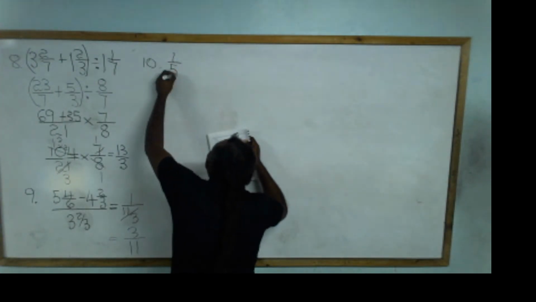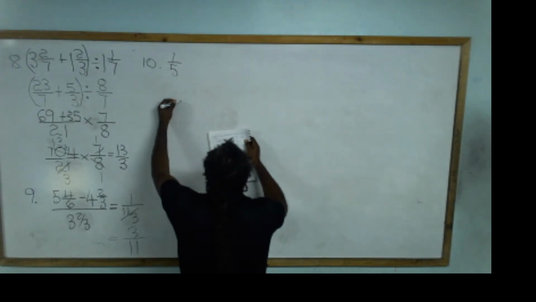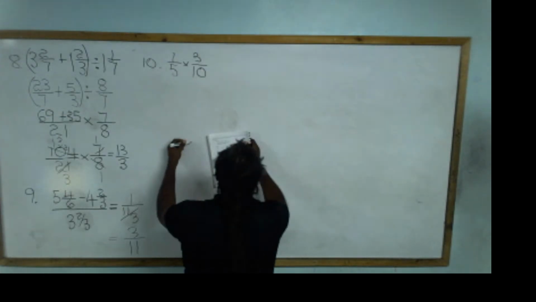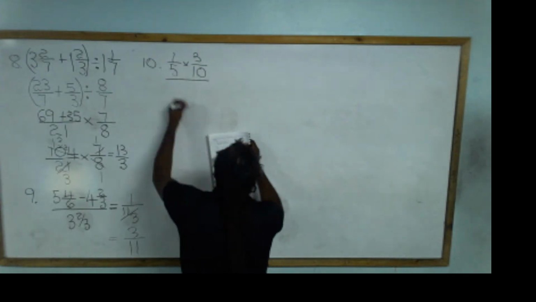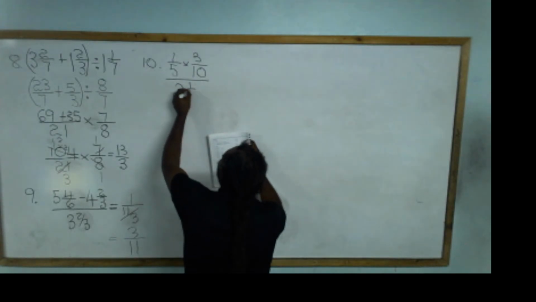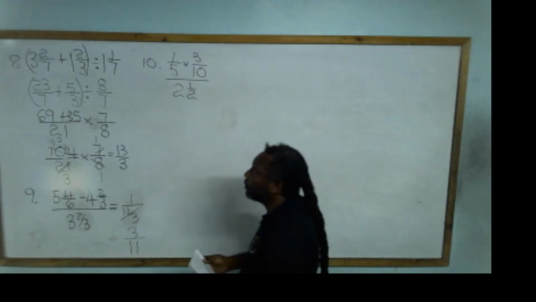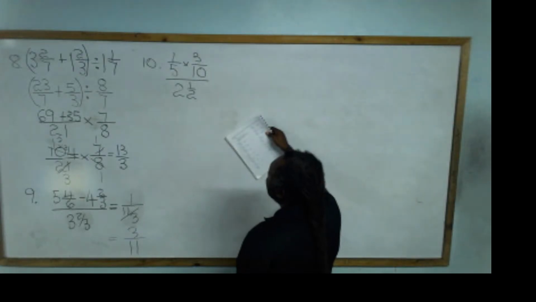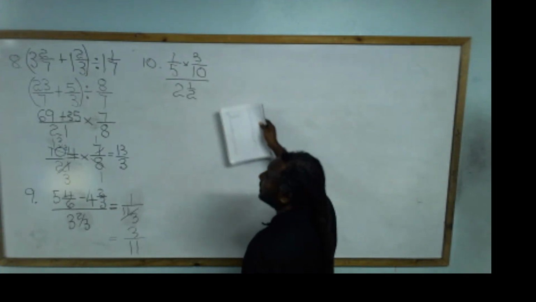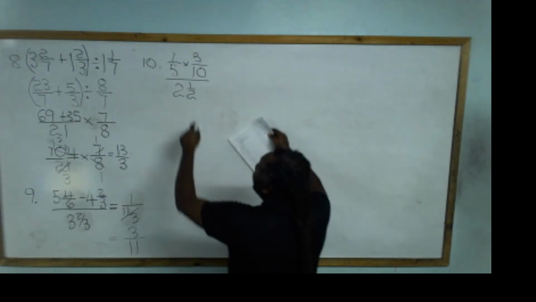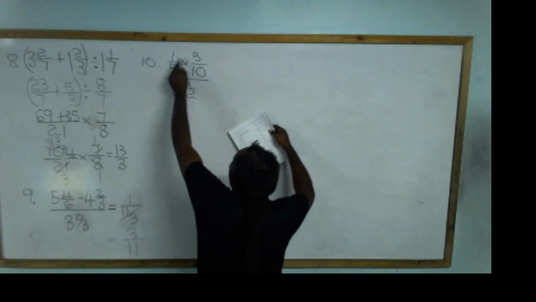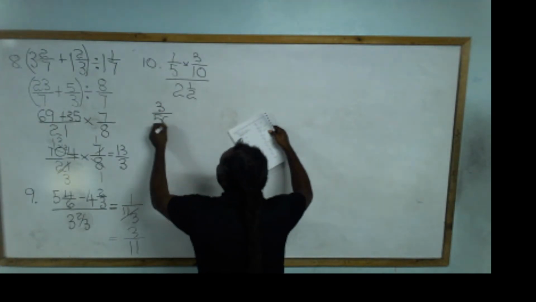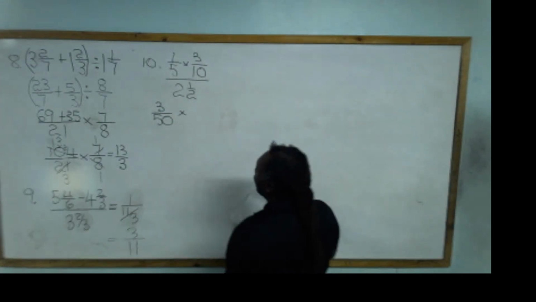1 over 5 times 3 over 10 times 3 over 10, and that is going to be all over 2.5. And you know that 2.5 is 5 over 2. So what do we say now? We can simplify this very quickly, students, because we have what? 3 over 50. 3 over 50 to be multiplied by, what is this?